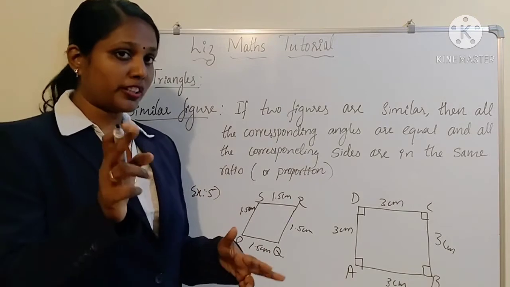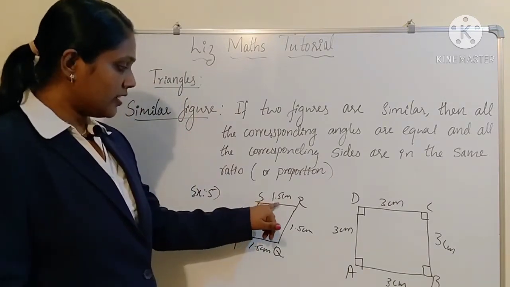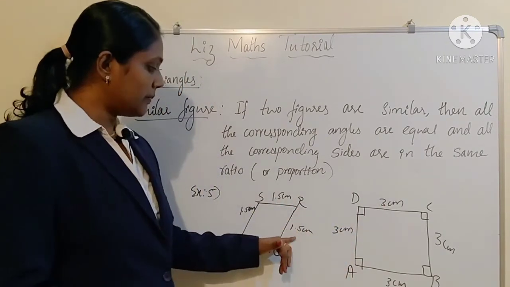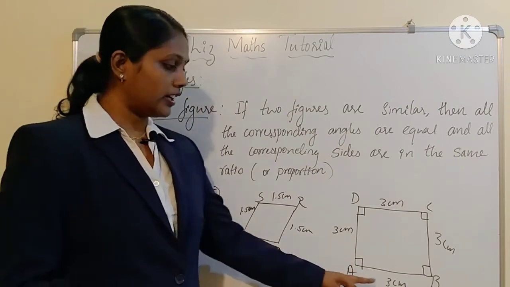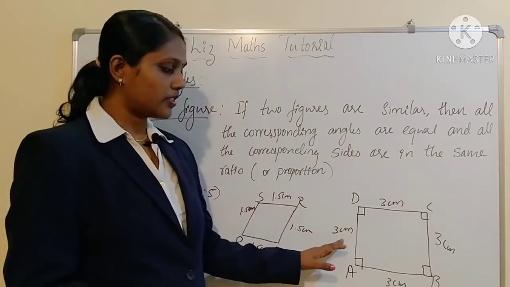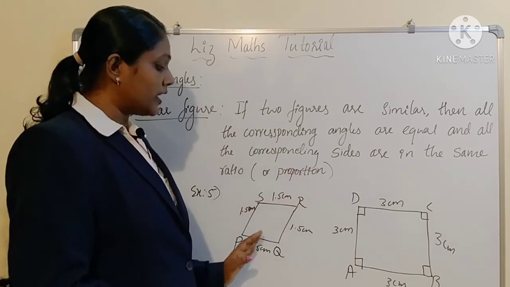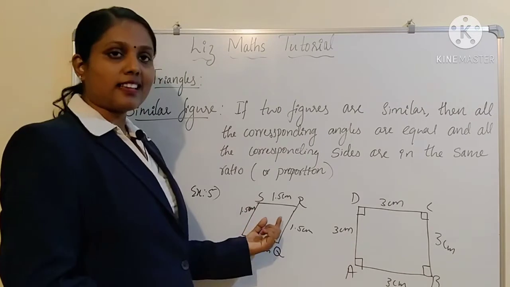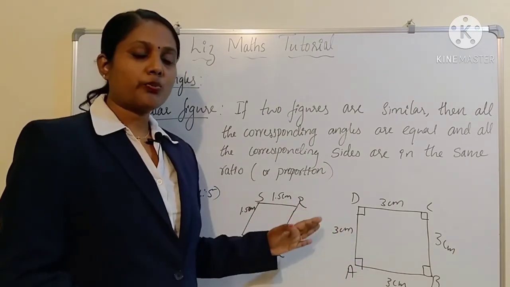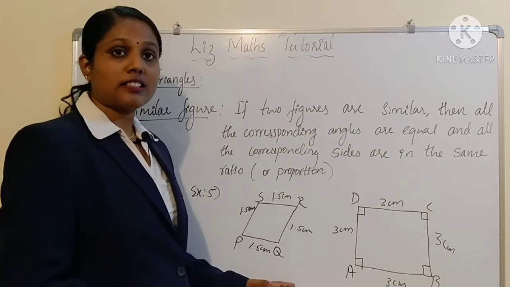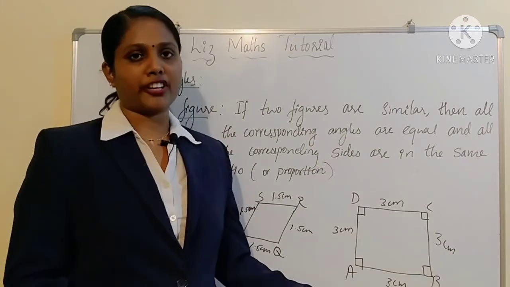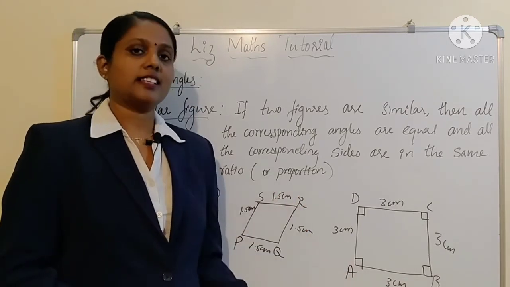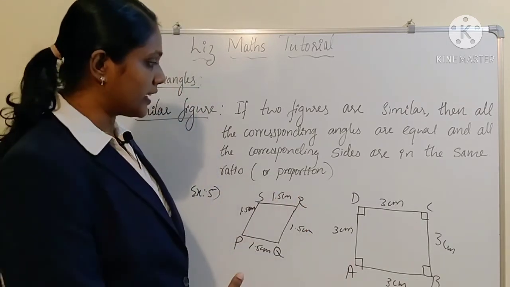But to confuse you, they have given a 1:2 ratio here. That is, here 1.5, here 3 centimeters. Here 1.5, there 3 centimeters. Here 1.5, here 3 centimeters. And here 1.5, here 3 centimeters. The sides are proportional, that is, in the ratio. But the angles are not the same. So we have to come to the conclusion that this is not a similar figure. This is not a similar figure because the corresponding angles are not equal. Hence, it is not a similar figure. You have to write the conclusion for this.